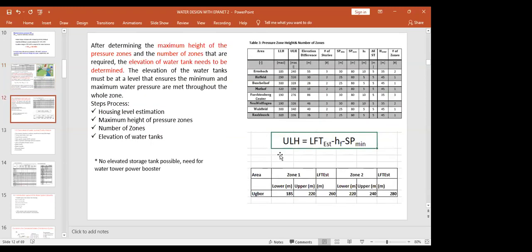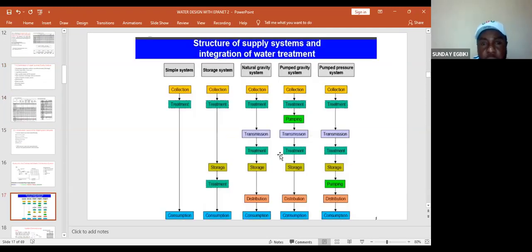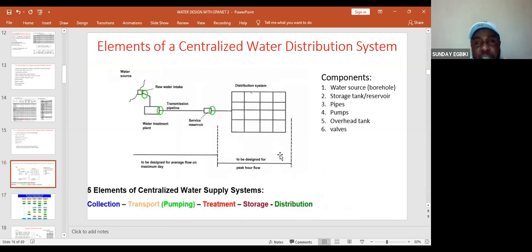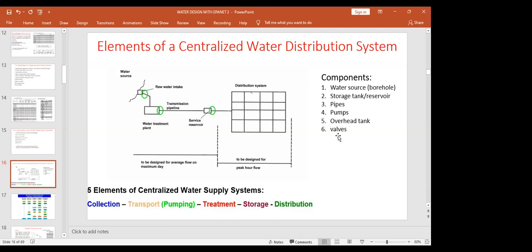Now, let's go quickly to the centralized water distribution system. There are components that make up the distribution network, which is the water source, a borehole, the tank, the reservoir.